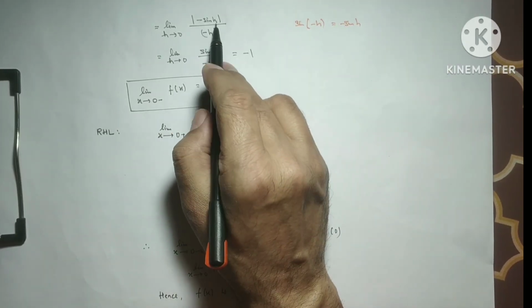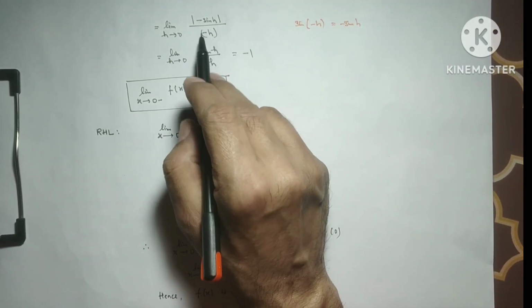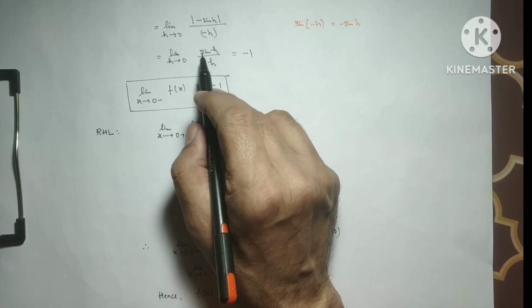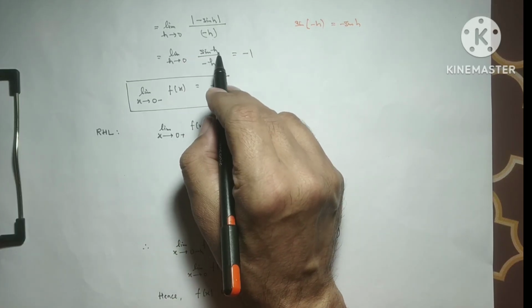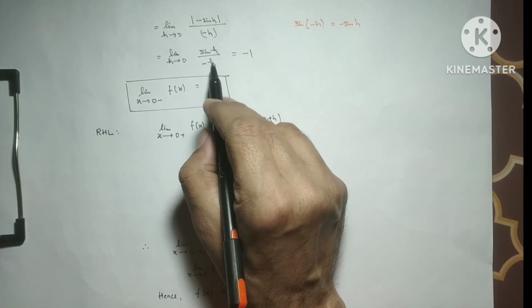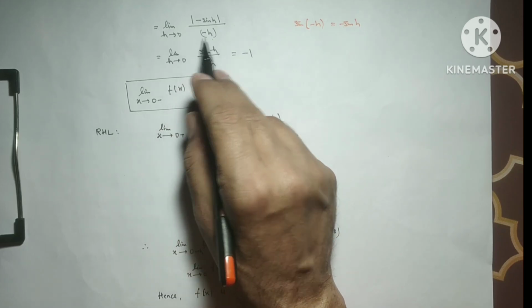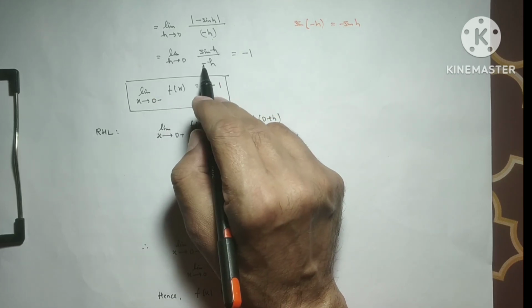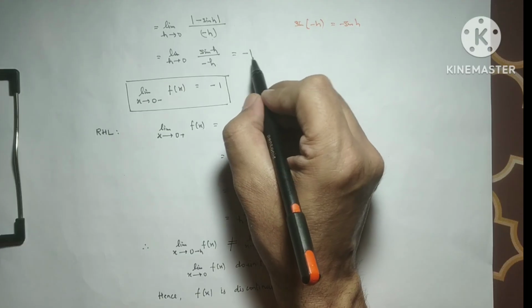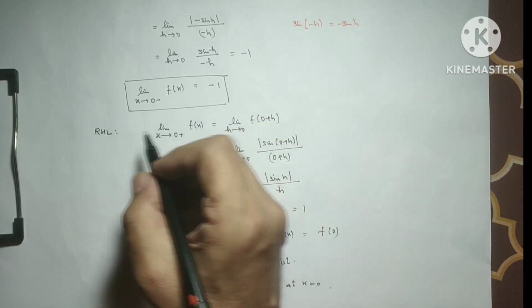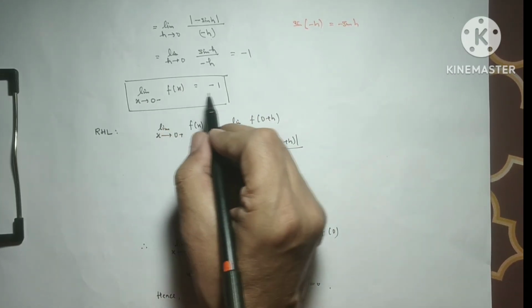So it is minus sine h over minus h, and the mod of any negative value is positive, so it is sine h, but there is minus h. Sine h over h at the limit h tends to 0 is 1, and due to this sign we collect the value is minus 1. So the left hand limit of this function is minus 1.